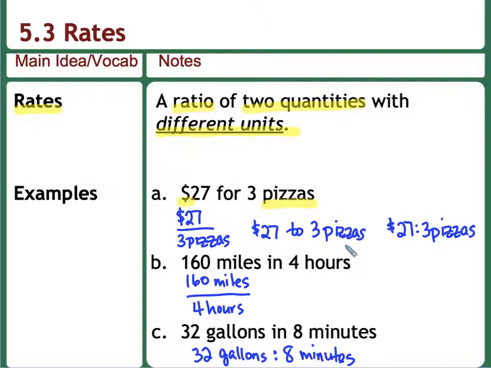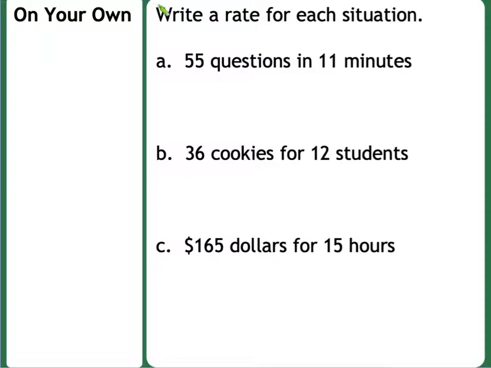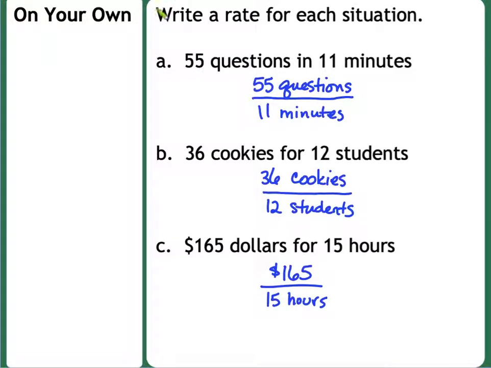Alright, so rates are that easy. So don't overcomplicate it. Again, the absolute key thing you need to remember are writing these units. So whenever you're writing a ratio with different units, include the units. Alright, so go ahead, try the on your owns. Alright, so we have 55 questions to 11 minutes, or for every 55 questions, it takes someone 11 minutes. For every 36 cookies, there are 12 students, and then for every $165, there is 15 hours that pass.